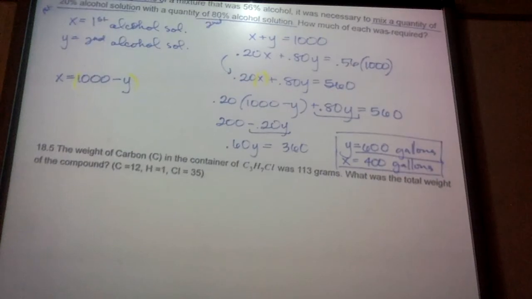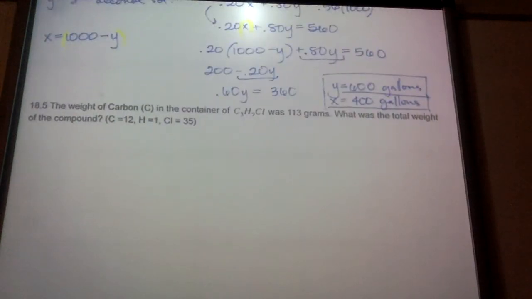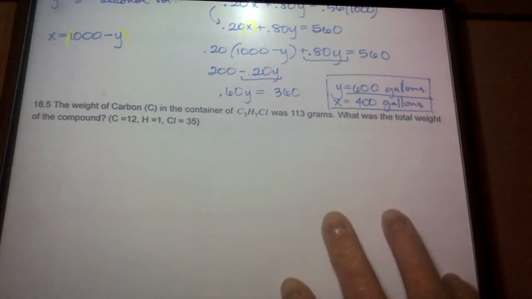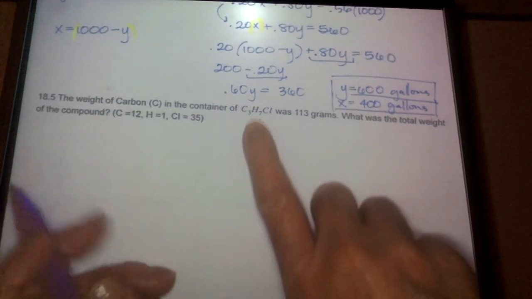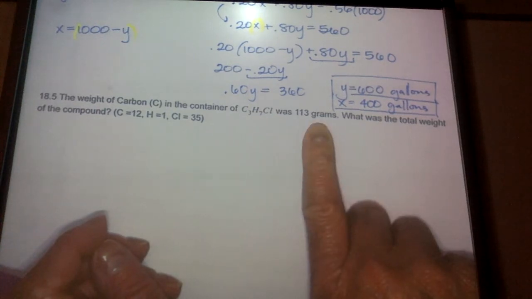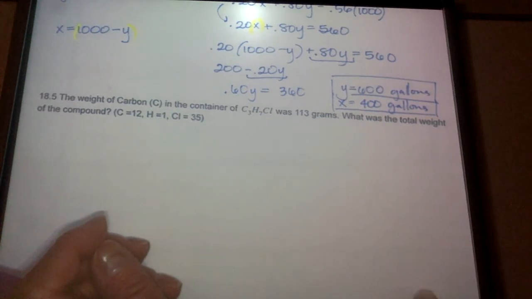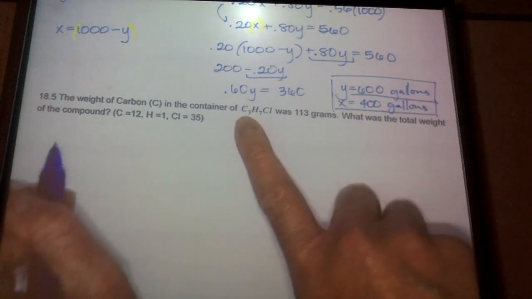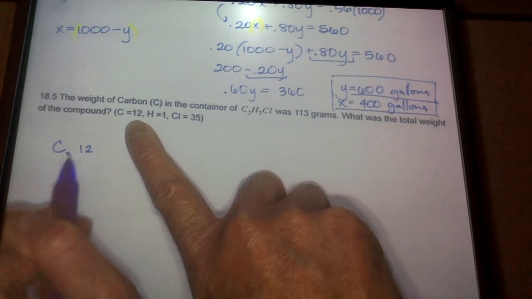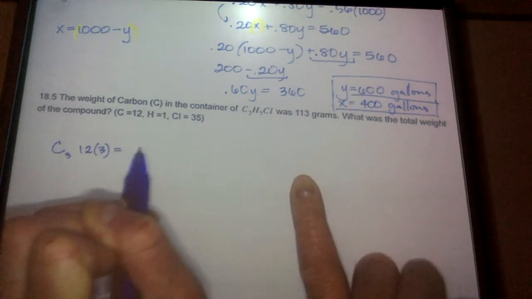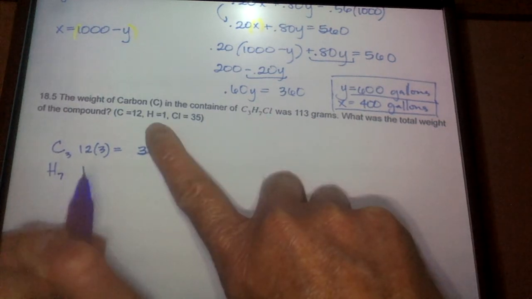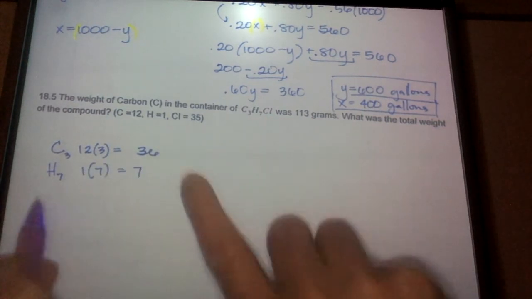So I realize that one is kind of crazy, but use my notes to help you out. The weight of carbon in a container, and it gives you the value of each, was 113 grams. What was the total weight of the compound? Let's start with C. It says it weighed 12, so that would be 12 times 3, which would be 36. H7, it says H has a value of 1, so 1 times 7.